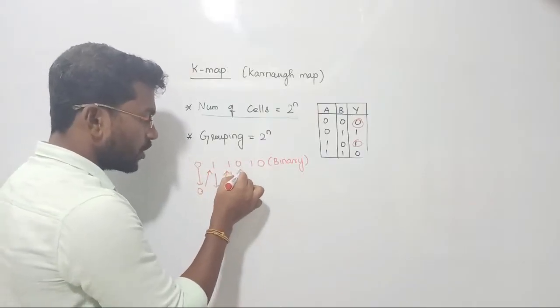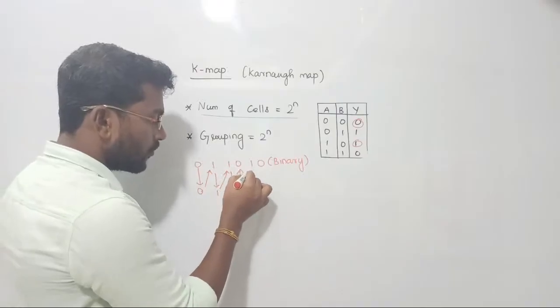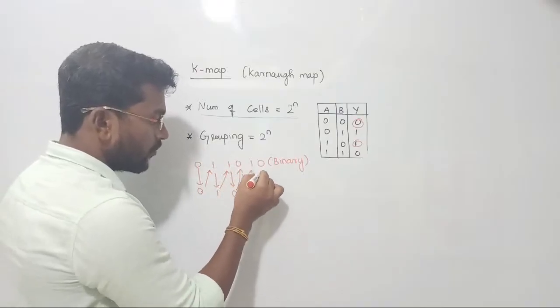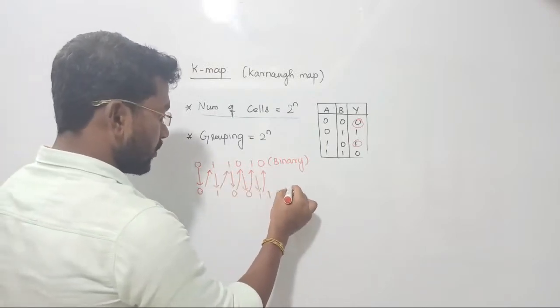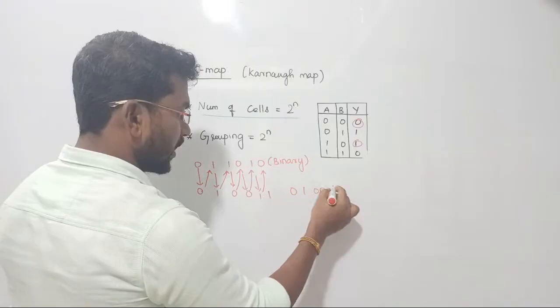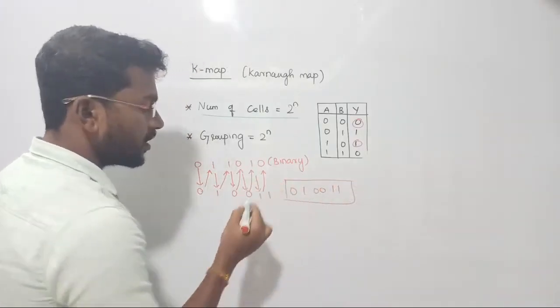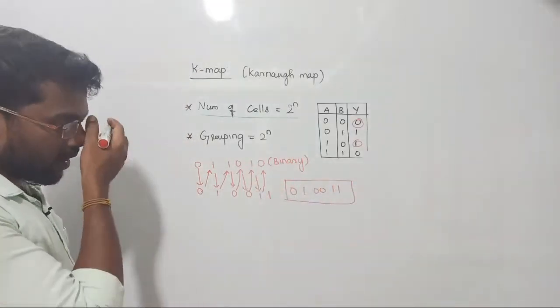Again perform 0 and 0 will give you 0. Again perform 0 and 1 will give you 1. Again perform 1 0 will give you 1, such that its equivalent gray code is going to be 0 1 0 0 1 1. That is the answer, or this is the equivalent gray code, right?